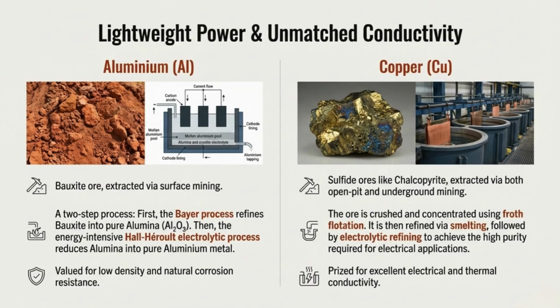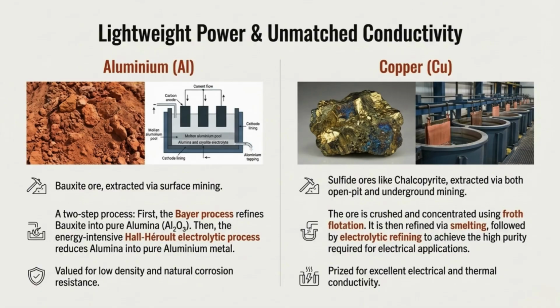Let's start with aluminium. As we mentioned, it comes from an ore called bauxite. Because aluminium is incredibly sticky at a molecular level, meaning it holds onto oxygen atoms with massive force, simple fire isn't enough to separate them. Instead, we use the Hall-Héroult process.